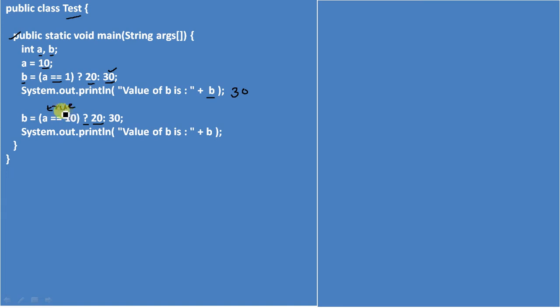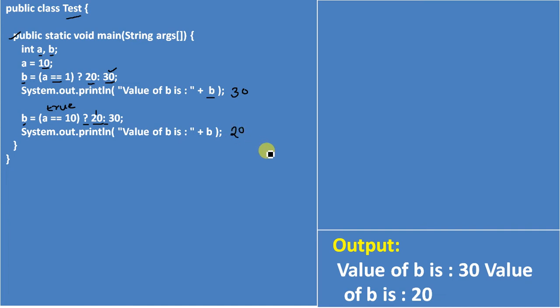But if this expression gives the result false, the value after the colon will be assigned to b. So in this case, this 20 will be assigned to variable b. So if you print the value of b after executing this expression, you will get the value 20. So here you can see, in the first case the value of b is 30. In the second case, the value of b is 20.